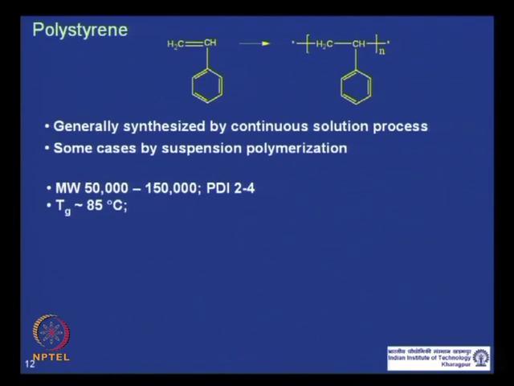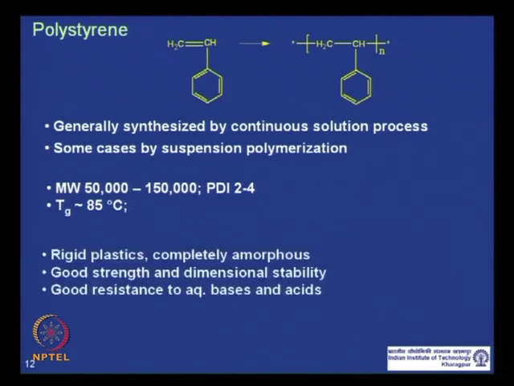Polystyrene is generally synthesized by a continuous solution process. In some cases where you need polystyrene beads, if you add some cross linker during suspension polymerization, divinyl benzene type compounds, then you can actually make cross linked polystyrene beads by suspension polymerization. The linear polymers typically used for commercial applications have molecular weight from 50,000 to 150,000, PDI of 2 to 4, and Tg is around 85 degree centigrade. It is a very rigid polymer because the backbone has an aromatic structure, so single bond rotation becomes difficult. It is a very rigid plastic.